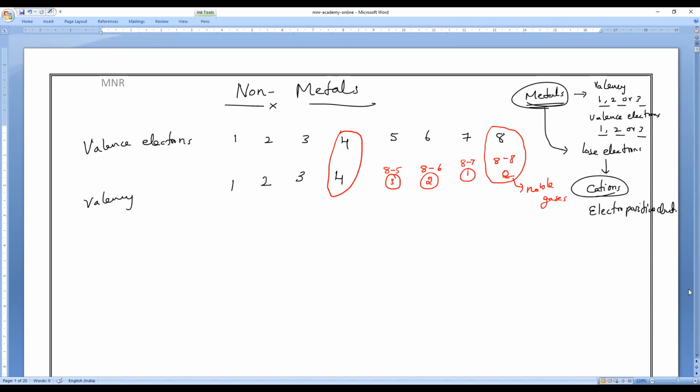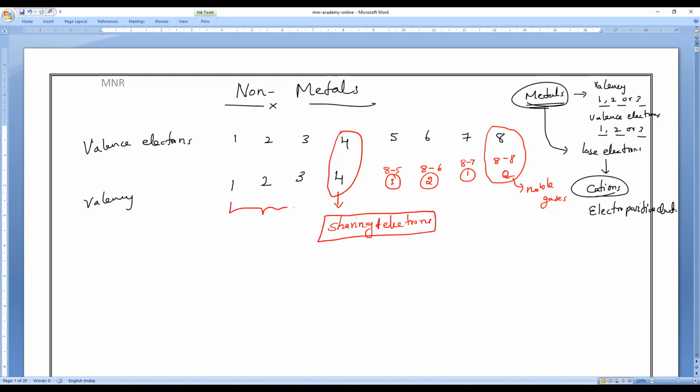And 4, we used to say they are metals also, non-metals also. So forget about the 4. 4 is always neither positive nor negative. So this is alone actually. With 4, a chemical compound forms only by sharing of electrons, by sharing of electrons.